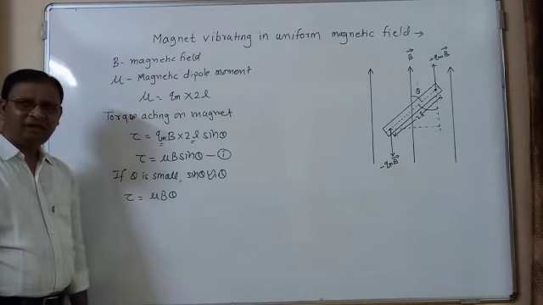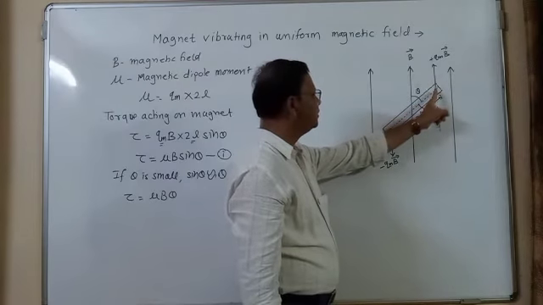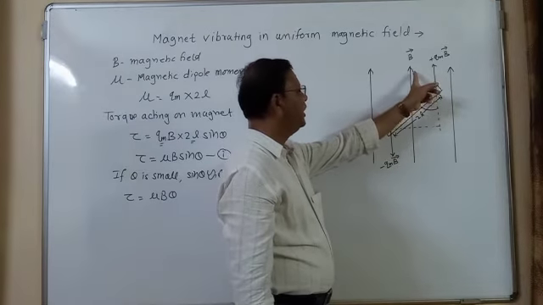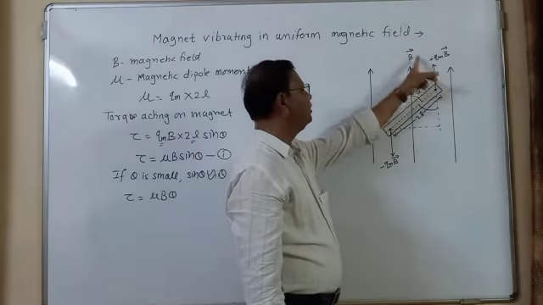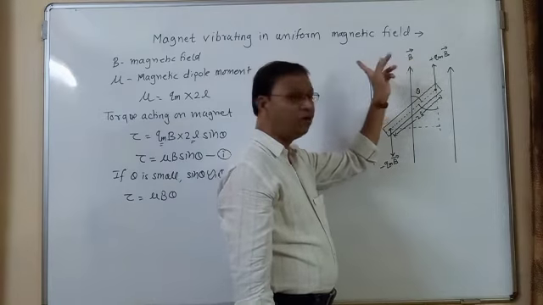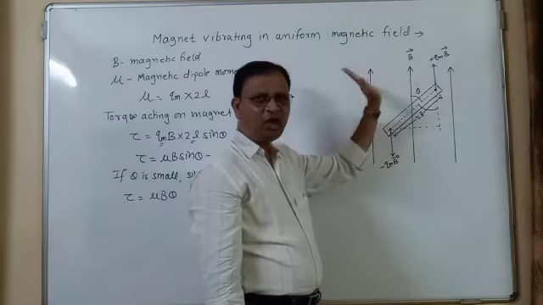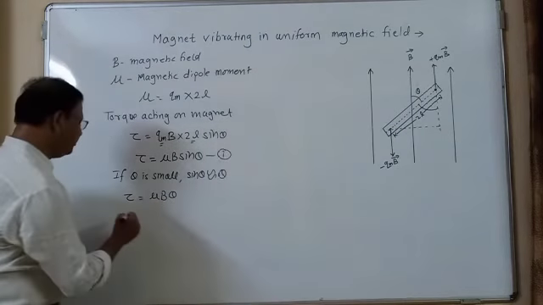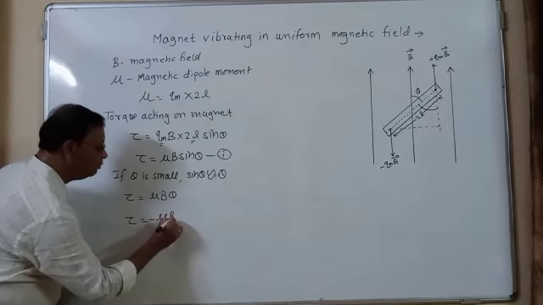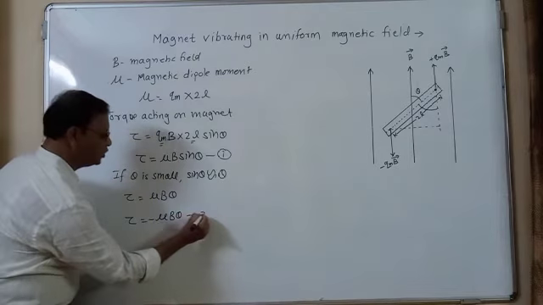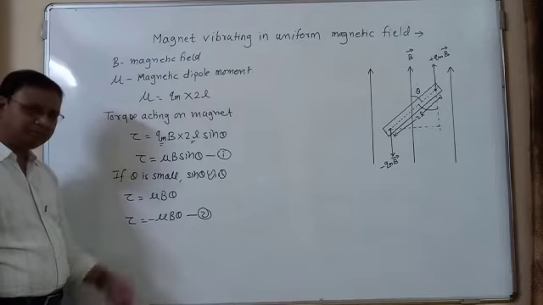Okay, and we know that this torque acts opposite to angular displacement. If the angular displacement is on the clockwise side, then torque will be on the anti-clockwise side, and therefore angular displacement and torque are opposite in direction. So we can write tau is equal to minus mu into B into theta. So we get the relation for torque, tau is equal to minus mu B theta.